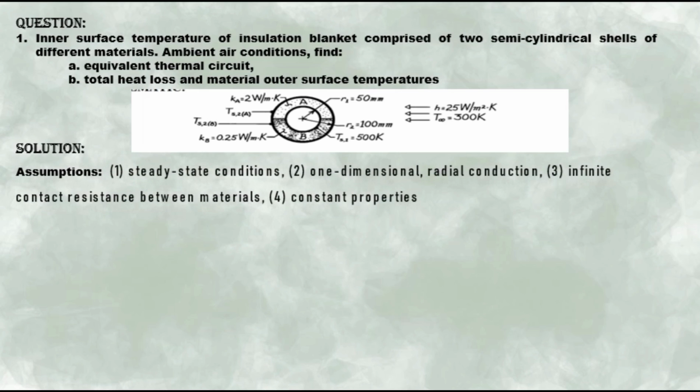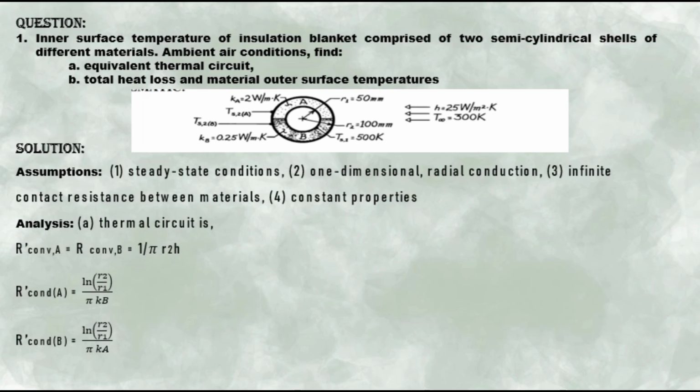For our solution, we have the following assumptions: first, steady state conditions; second, one-dimensional radial conduction; third, infinite contact resistance between materials; and lastly, constant properties. For the analysis of the thermal circuit, the convection thermal resistance of A is equal to the convection thermal resistance of B, which is 1 over pi multiplied by R sub 2, H.